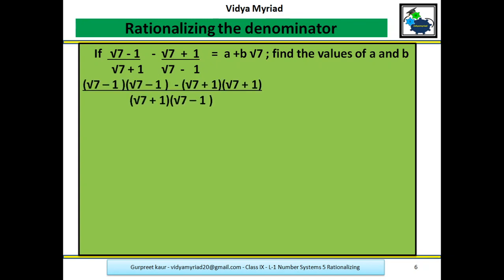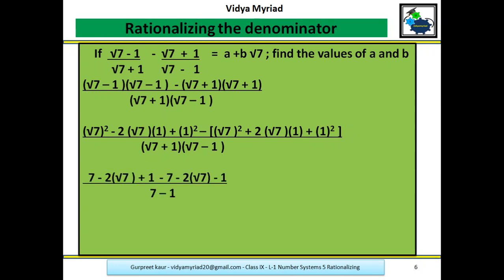Just take the LCM, solve it. In this also, the first case you have a minus b the whole square, in the second you have a plus b the whole square, and the denominator is a square minus b square. When you solve this, you will get minus 4 root 7 upon 6. This can be converted into the lowest form, that will be minus 2 root 7 upon 3, is equal to a plus b root 7.